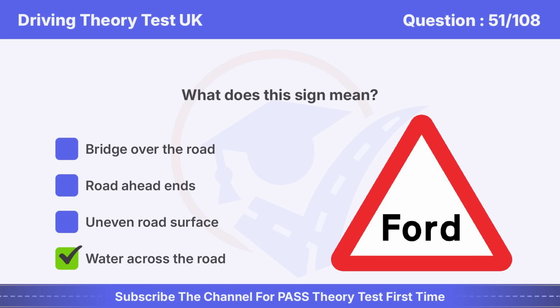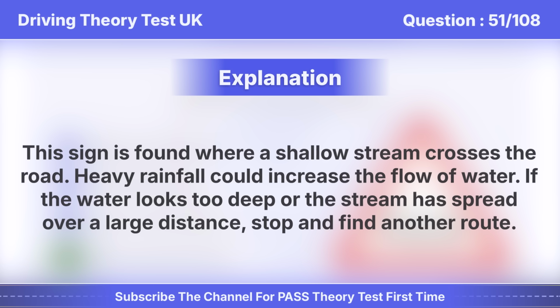Answer is D. Water across the road. This sign is found where a shallow stream crosses the road. Heavy rainfall could increase the flow of water. If the water looks too deep or the stream has spread over large distance, stop and find another route.